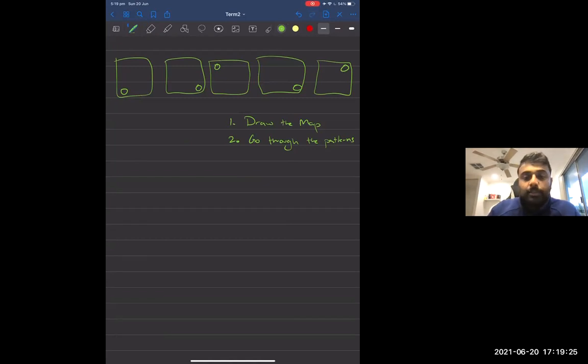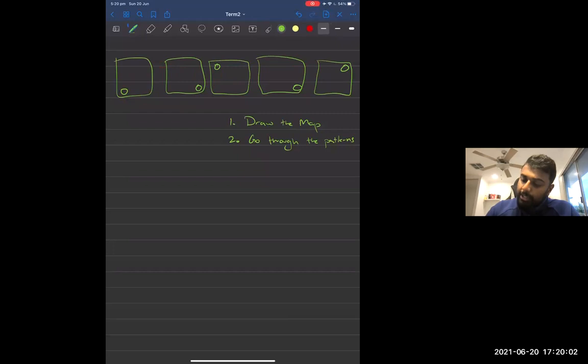The first step is you draw the map. These five images you see here are jumbled up. We don't know which order they are. Clearly the order here doesn't make sense: from here to here, plus one, then plus two, then plus two, then plus one. That doesn't make any sense, so we have to figure out the order. To do that, you draw a map. That's step one.